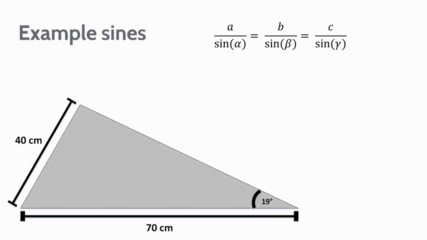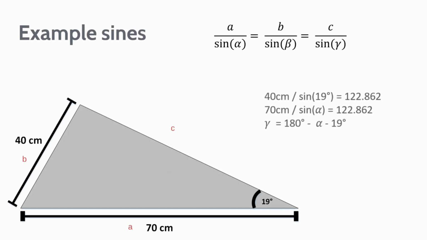Here we have an example on how to use the law of sines. So let's start by pointing out all the information we already have. The side a is 70 centimeters long, side b is 40 centimeters long, and the angle beta is 19 degrees. As you see, we don't have any right angle in this particular triangle. So by inserting the known values into the formula of the law of sines, we get to this. We know that side b divided by the sine of angle beta has to be 122.862.